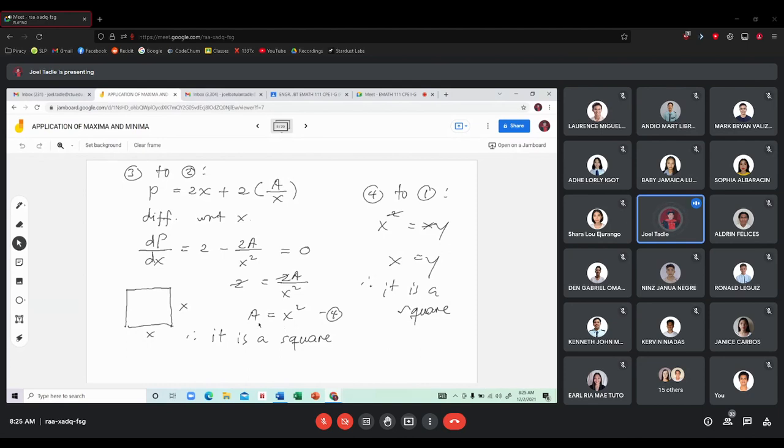So if a is equal to x squared, it means that the area of the rectangular field is a square. It is a square. So the shape is a square. So they have the same sides. The length is just equal to the width. Okay, so any question here?